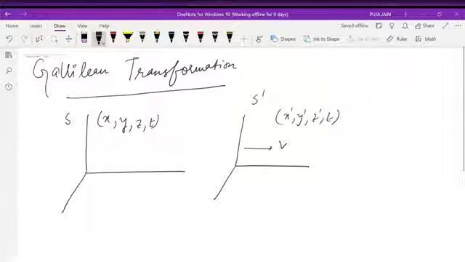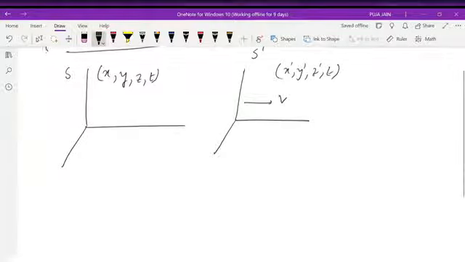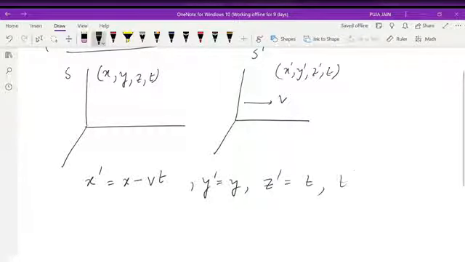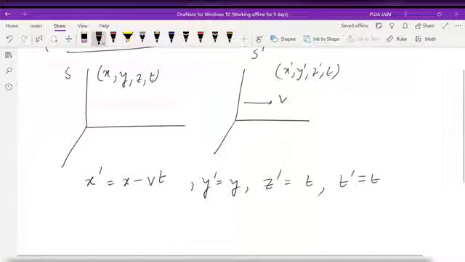Suppose the object is moving with this velocity v only along the x direction. Then according to Galilean, the transformed coordinates are: x dash, that is in the S dash frame, is related to the coordinates of the S frame as x dash equals x minus vt, y dash and z dash are the same, and t dash is also the same, which was later corrected by Einstein, who said that no, our time will also change. Okay, and then comes our Lorentz transformation.